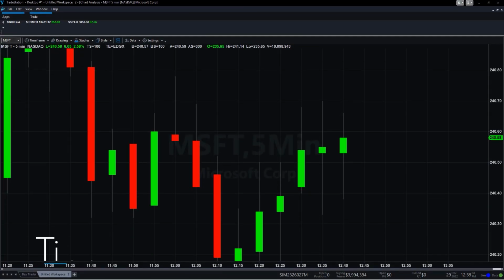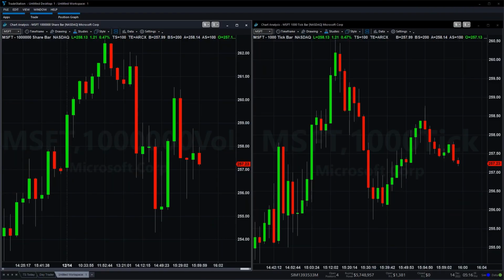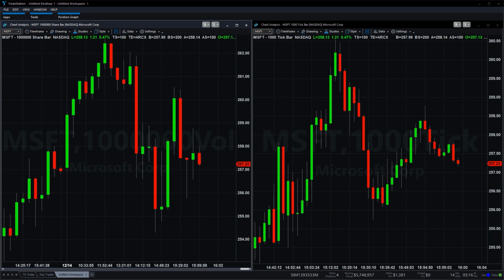The most common is based on time. Looking at candlestick charts, this means that a new candle is created whenever a certain amount of time passes. Many traders want to view price action based on other factors such as volume or trade activity. This can give a different perspective and show how supply and demand affect price movement. TradeStation allows you to build charts on those factors.